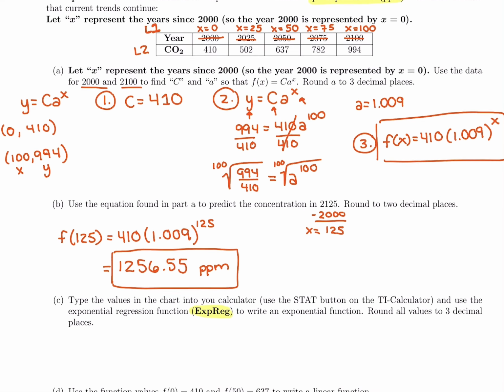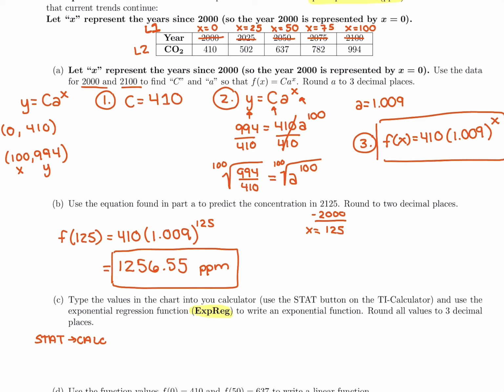We're going to enter these in, and then we're going to go over and hit stat again once you have the whole chart entered, and go over to calc and scroll down until you find exponential regression. So under my calc, exponential regression is option 0, which comes after option 9. And I'm going to hit enter a bunch of times so that I can see what this equation is.